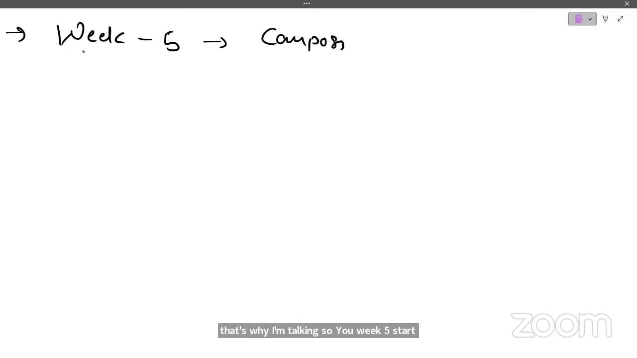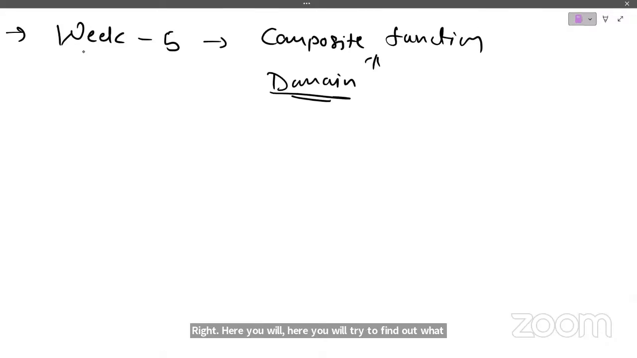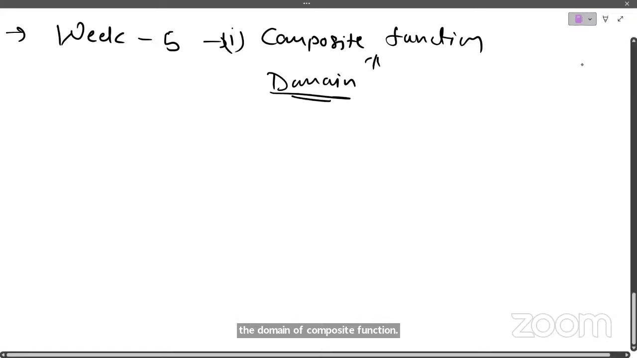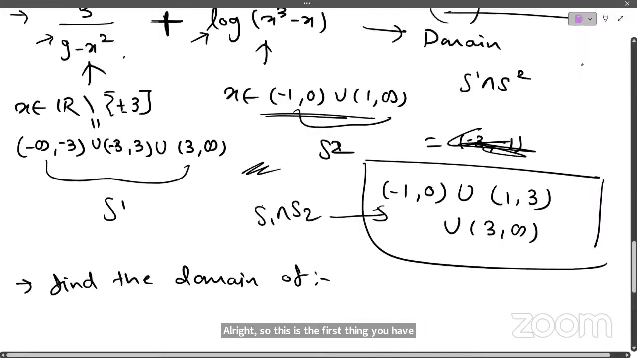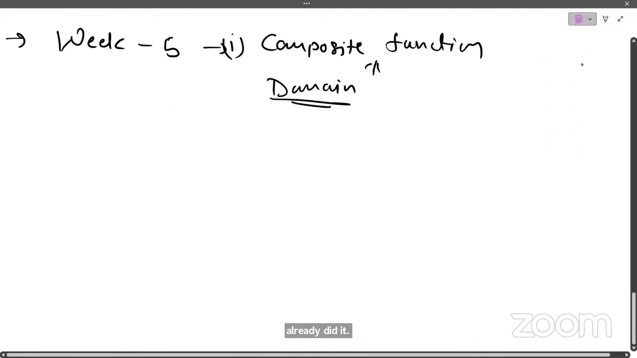So your week 5 starts with the composite function, right? Here you try to find out the domain of a composite function and how to define it. This is the first thing you have learned, and I don't think anyone wants a recap of this because I already did it. So just leave it. Now second, we will discuss the exponential function.